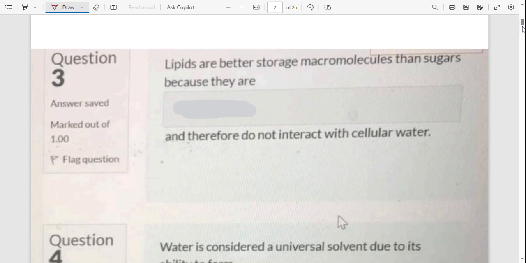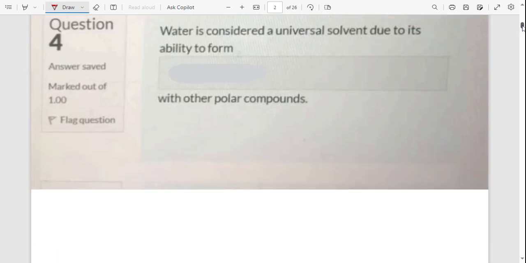Number 3, lipids are better storage macromolecules than sugars because they are dash and therefore do not interact with cellular water. And the reason as to why lipids do not interact with cellular water is because they are hydrophobic, and because of that, they are good storage macromolecules. They cannot affect the way water is going to be distributed in the body.